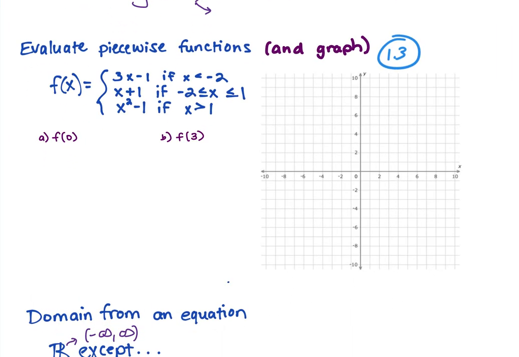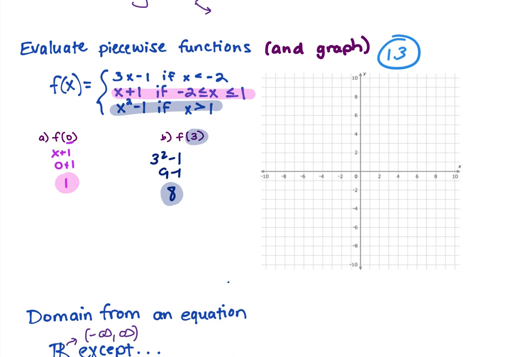So to evaluate, the first thing we need to do is figure out which of the ranges the x is in. Because it's saying f of 0, and 0 is in between -2 and 1, I'm going to plug it into x plus 1. And 0 plus 1 is 1. And then, because 3 is greater than 1, I would plug that into the bottom one. 3 squared minus 1, or 9 minus 1, which is 8. These are your time savers, right? That should take you less than 30 seconds to do those.